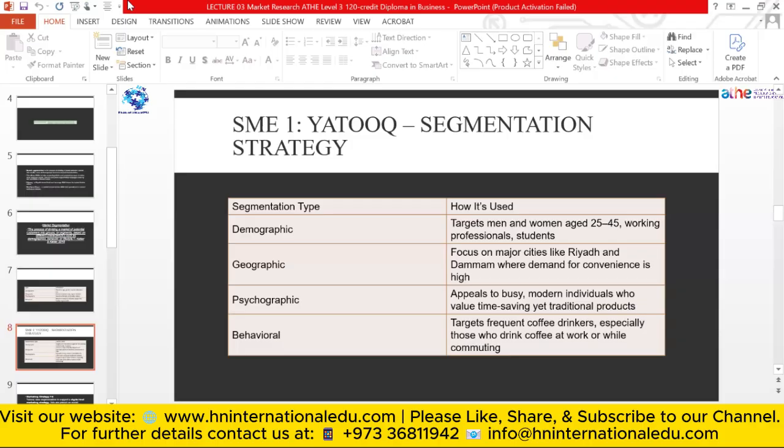Then geographic. Focus on the major cities like Riyadh and Dammam, where demand for convenience is high. Now, it's not that in Jeddah people don't go for coffees and stuff. You're going to have good shops there too. But these are the main cities. Riyadh is the capital. Dammam, people love to live life there.